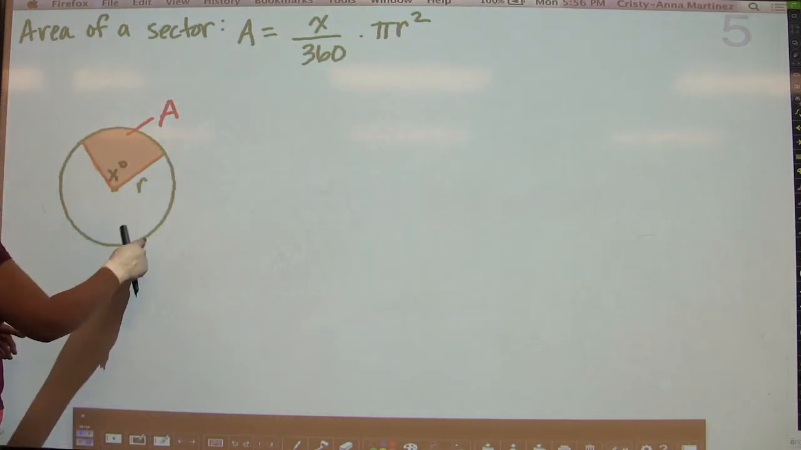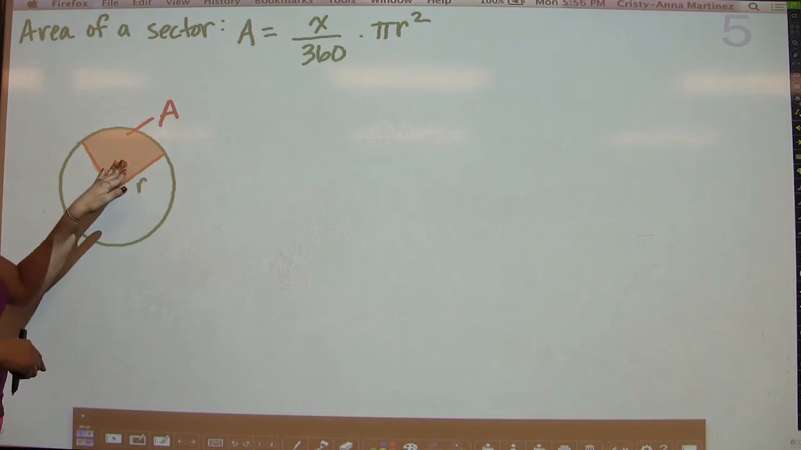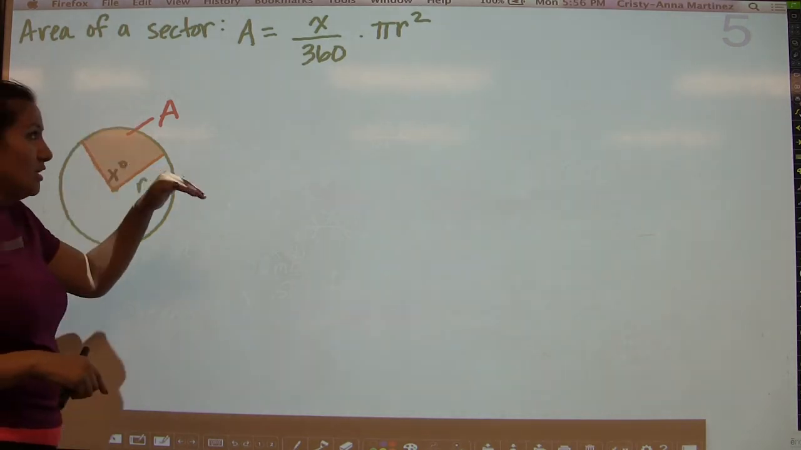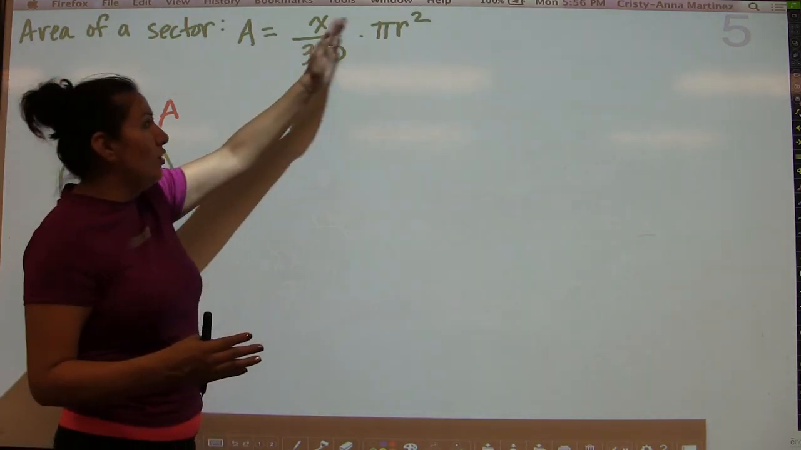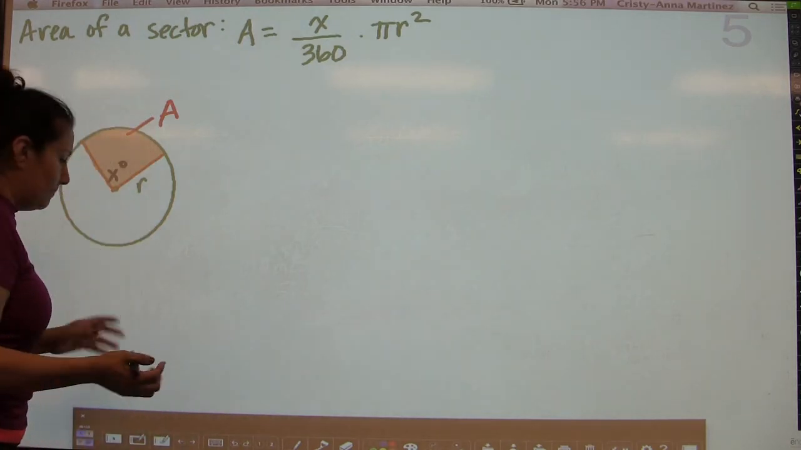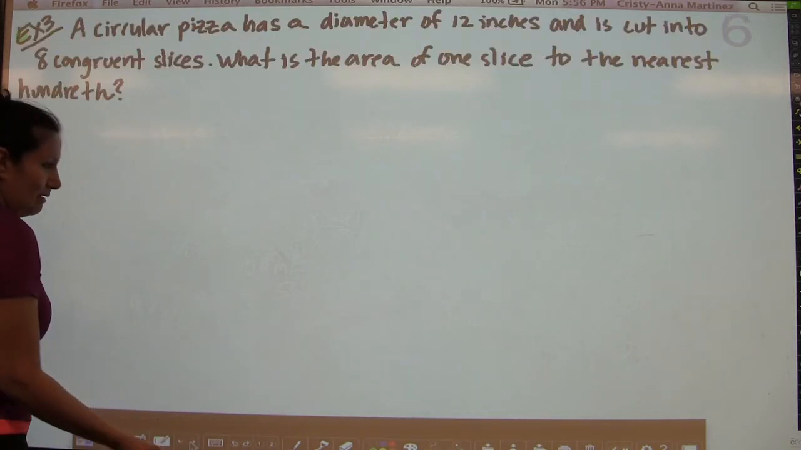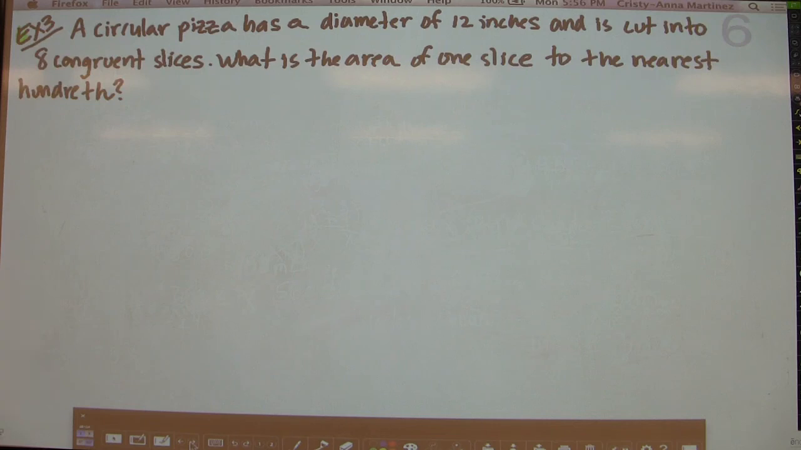If you only wanted a quarter of the circle, then this would be 90 degrees, and it would be 90 over 360, which is 1/4, and it would be 1/4 of the circle. And that's an easier way of looking at it. So either way you slice it, no pun intended, you're going to get that same formula. So here we're going to apply it in this example. Here's our last example, very short lesson today.